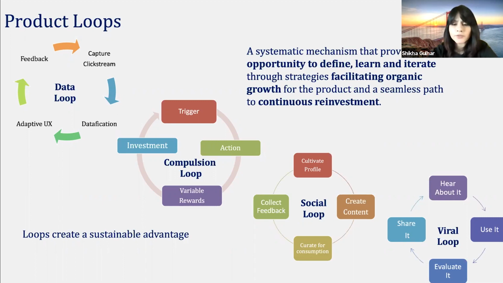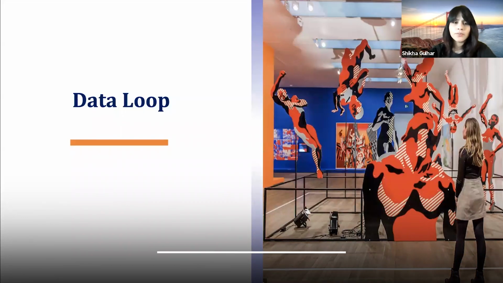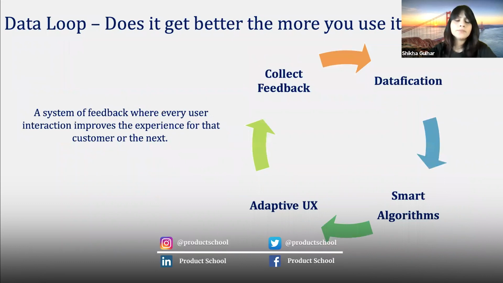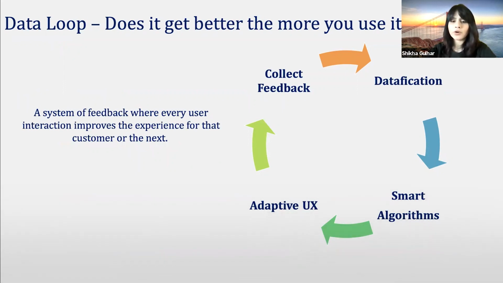Now, there are four types of loops: data loop, compulsion loop, social loop, and viral. Let's start looking at each of these loops in detail. The first loop is the data loop. What the data loop sets in place is a feedback mechanism where every user interaction improves the experience of that and the other users. So in order for this loop to work, you need to look at four components: datafication, smart algorithms, adaptive UX, and a mechanism to collect feedback.